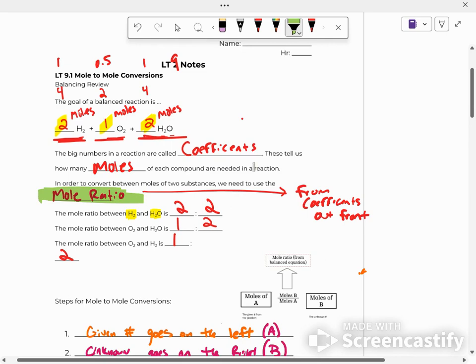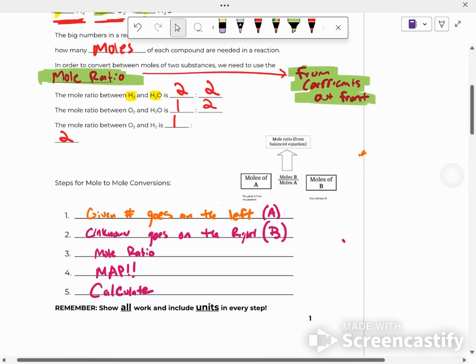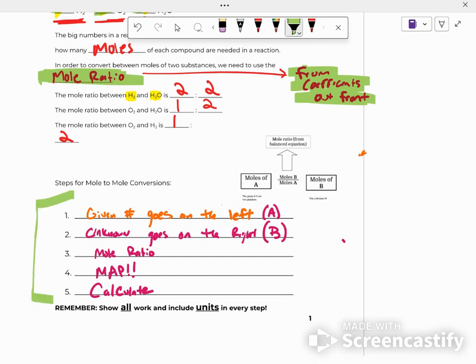Anytime they ask you for the mole ratio, you just look for the big numbers out front after you have balanced the equation. That's the key thing. We get them from the coefficients out front. All right, just go ahead and jot down these steps. Now we're going to talk about what happens when you don't have whole numbers in the equation.